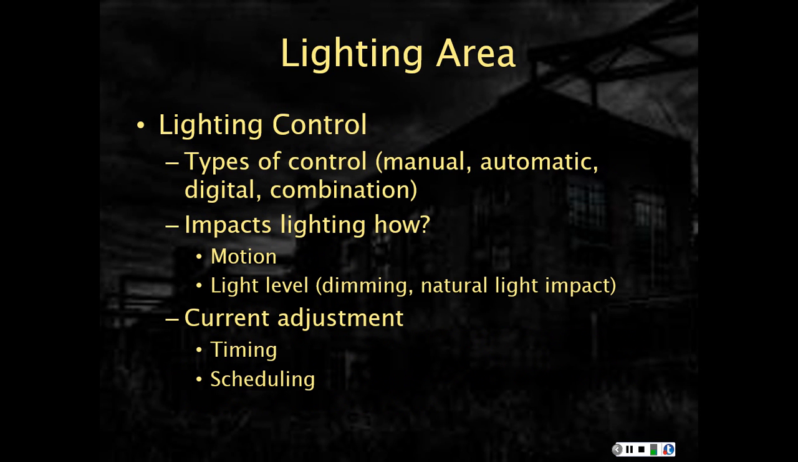The next area would be lighting control. What types of control? Are they manual, in other words, a simple switch? Are they automatic, in other words, is there some sort of light sensor or motion sensor? Are they digital, in other words, a full-blown DDC control system with complex scheduling, or a complex set of sensors where we have sensors looking at occupancy and sensors looking at natural light coming in and adjusting light? So lighting control can get very complex in large commercial buildings.